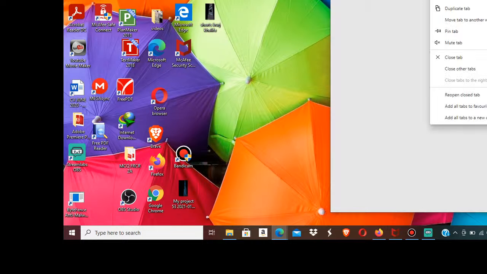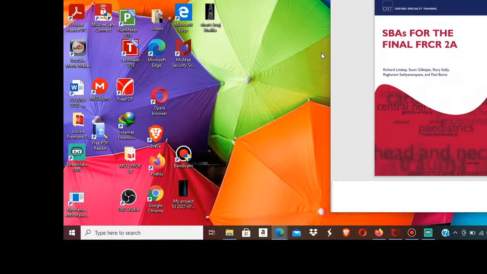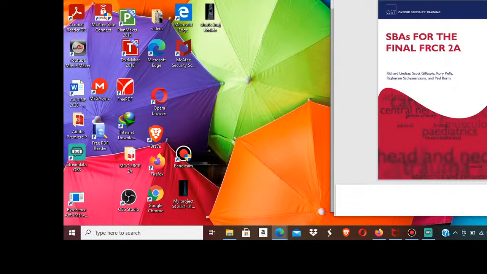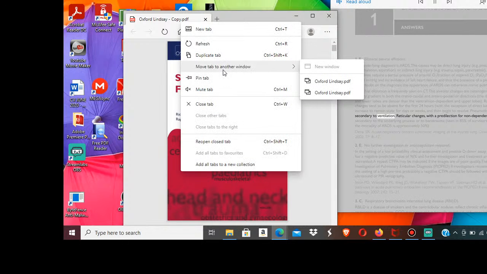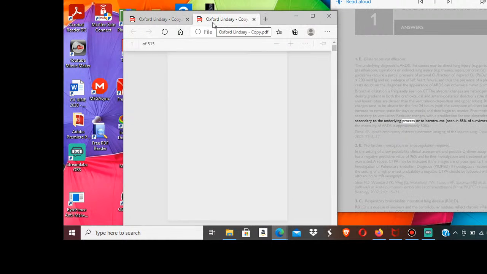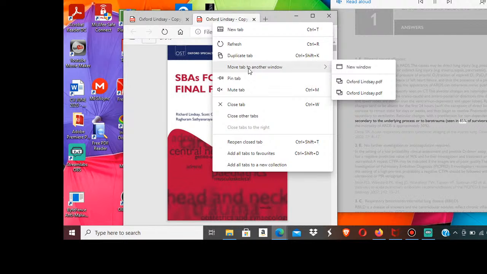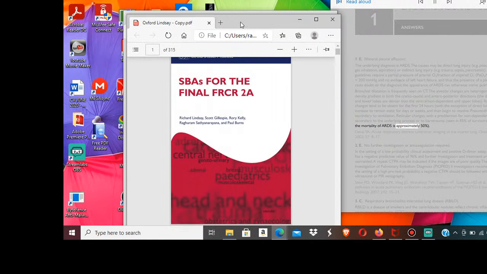Radiographic changes tend to be absent for the first 24 hours, with the exception of direct lung injury, then increase, remain static for days or weeks, and then begin to resolve. Pneumothorax can occur secondary to ventilation. Reticular changes, with a predilection for non-dependent lung, may be secondary to the underlying process or to barotrauma, seen in 85% of survivors in one study. The mortality of ARDS is approximately 50%.